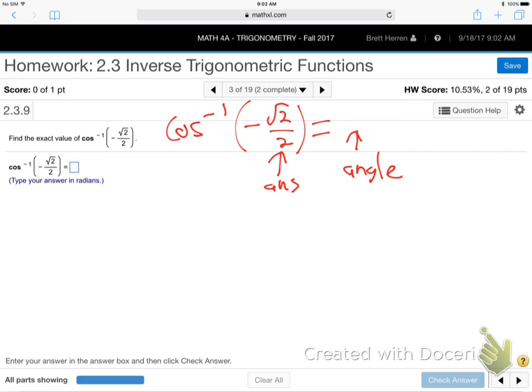So remember what you do is you go to the unit circle and you try to figure out where, remember we have our 3 memorized spots in every quadrant. Figure out which one of those 6 spots has a cosine whose answer is negative root 2 over 2. So I'll give you a second to think about that.